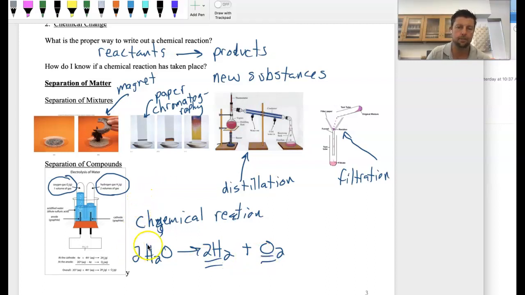So in a chemical reaction, we are creating new substances, and in a lot of cases, we actually are changing the charge of our elements.